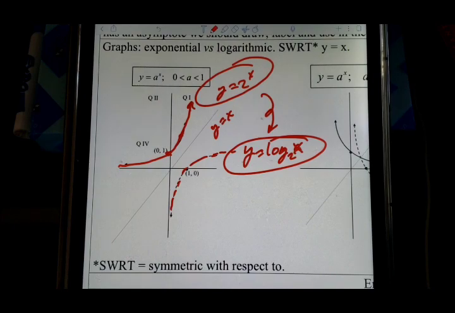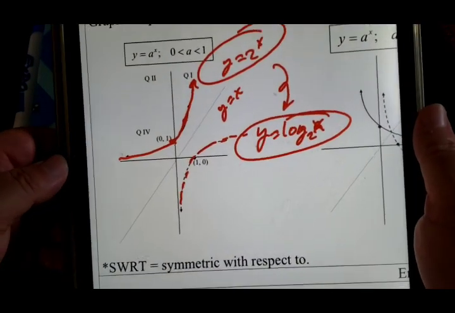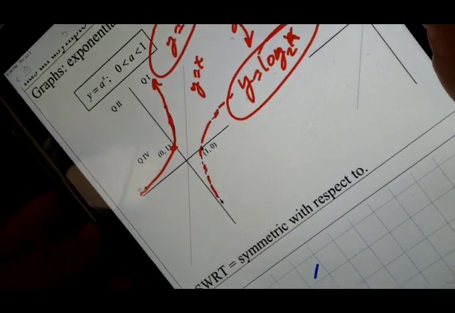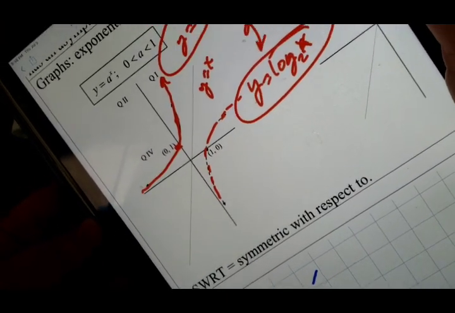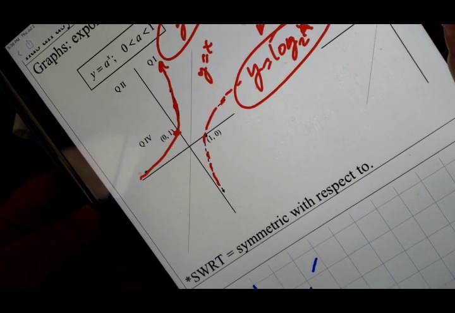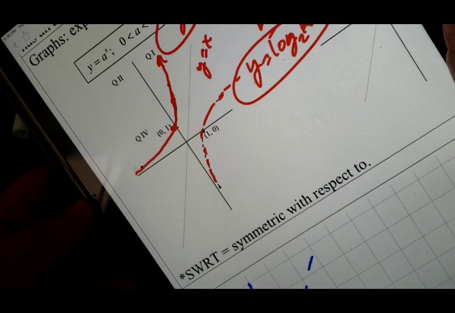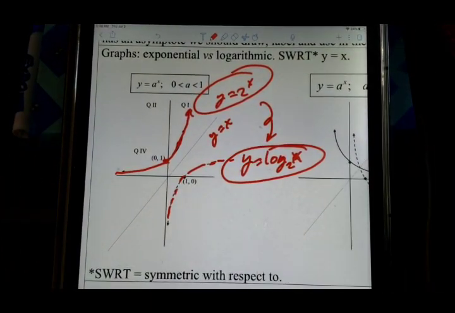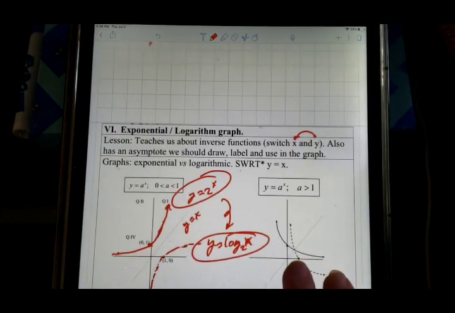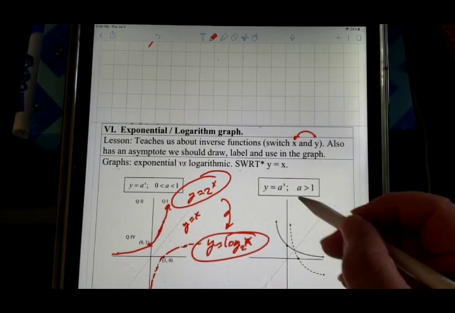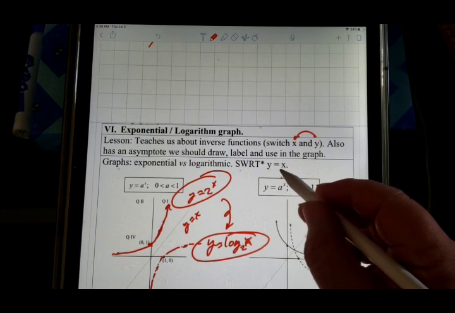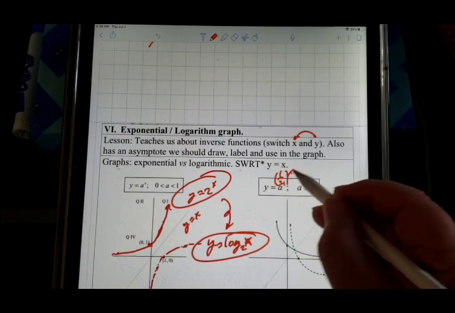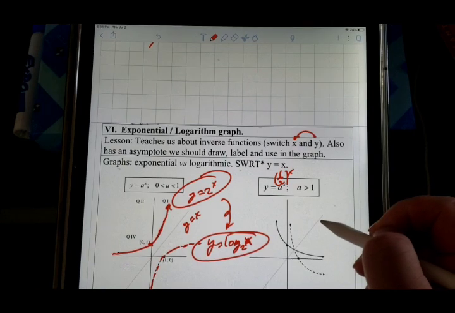Now, one thing, I usually can't do this, but since I'm using a tablet, I can kind of tip this thing over. Sometimes students, when I orient the line y equals x like this, they see the symmetry a little bit better. But inverse functions, that's really what logarithm teaches us. A little harder to see here, but this is when a is a fraction, like 1/2, a number less than 1.